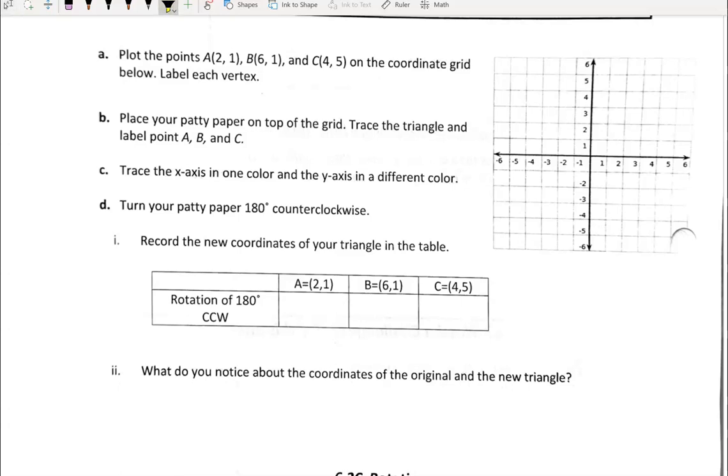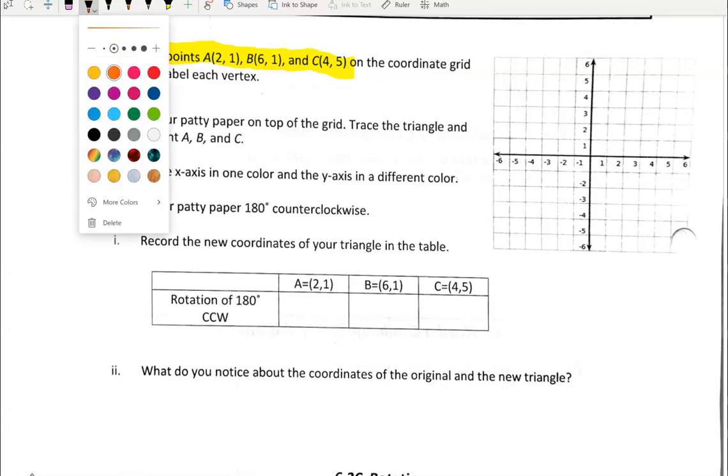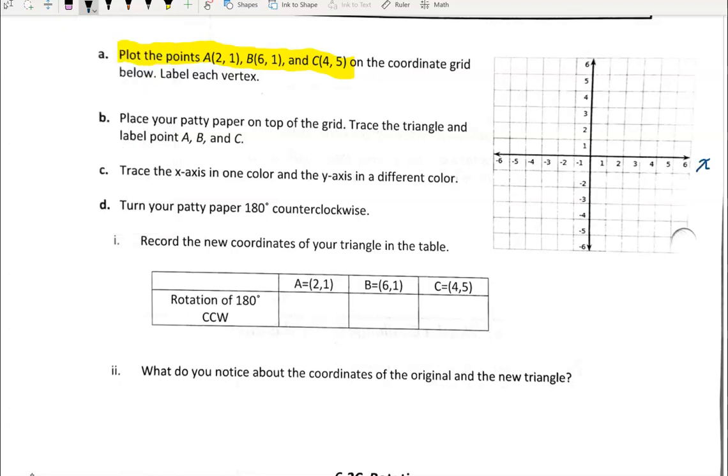But you're going to want to plot the points. So we've got 3 points. We're going to make a triangle on the grid over here. Then you're going to place your patty paper on top of the grid, trace the triangle, and label the points A, B, and C. And then make sure that you trace the x-axis in one color and the y-axis in a different color. If you don't have different colors, just make sure that you label them the x and y-axis. So this is going to be our x-axis. This will be our y-axis. Make sure you label those on your patty paper.